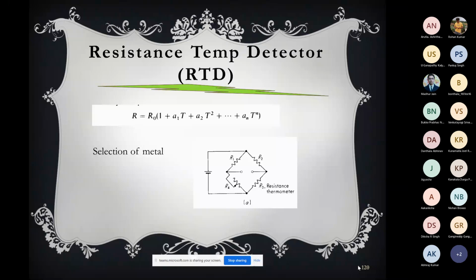Now what is RTD? Suppose any conductor you have, it has a resistance, right? And with the temperature this resistance changes, and the coefficient with which this resistance changes is called the temperature coefficient of resistivity, and it is positive for metals, meaning that resistance increases with the increase in temperature for metals. This property may be used to measure the temperature.